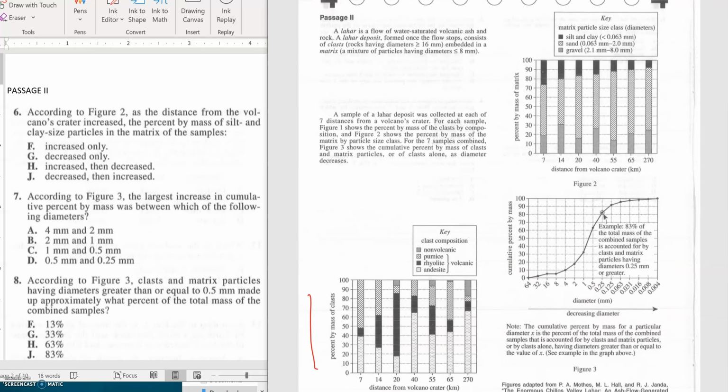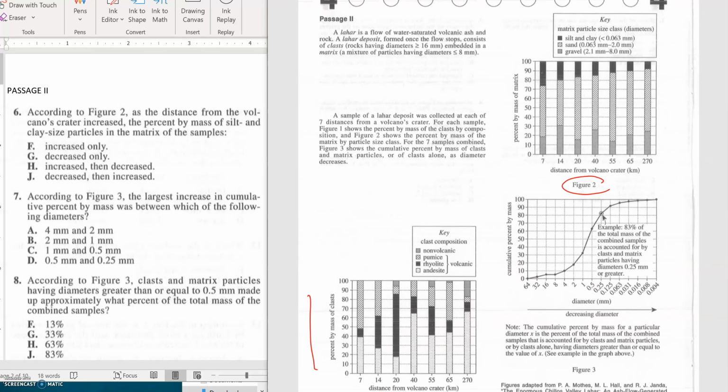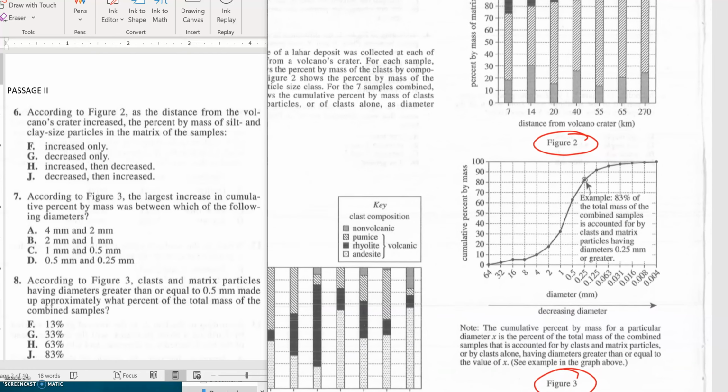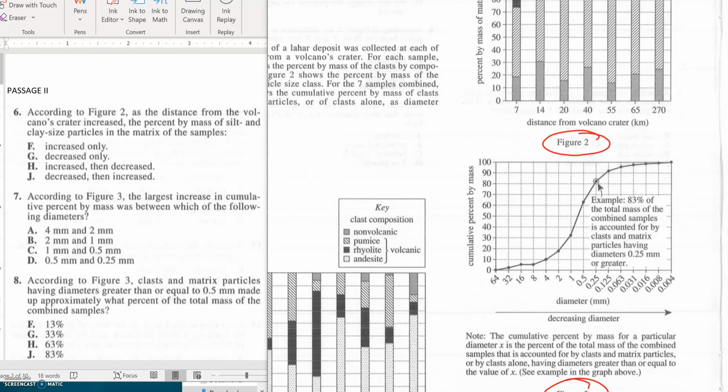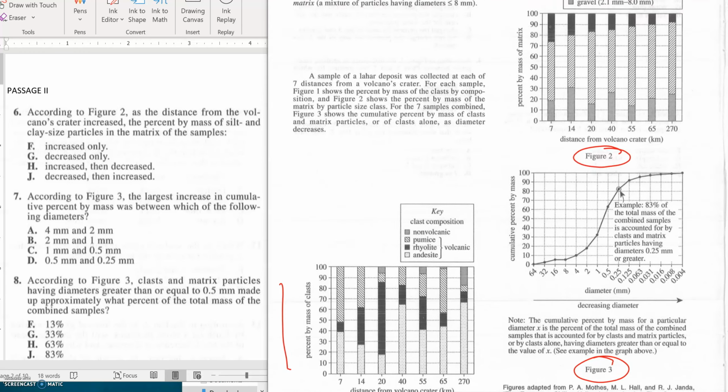Figure 2 over here, I like the fact that the figures are similar, because they tend to be easier to interpret or compare and contrast or find information in than when they have a bar graph like this, and then a line graph as the second one. So I'm pleased that the graphs look the same. This figure number 3 below it, I don't like that much. It says, example, 83% of the total mass of the combined samples is accounted for by clast and matrix particles having diameters of point. I don't know what that means, and I don't really care.